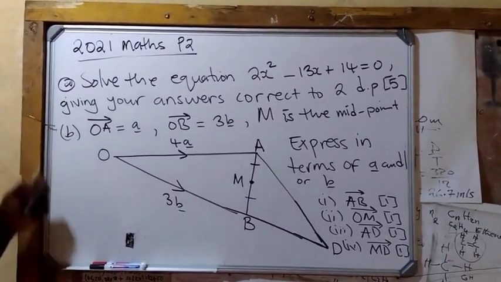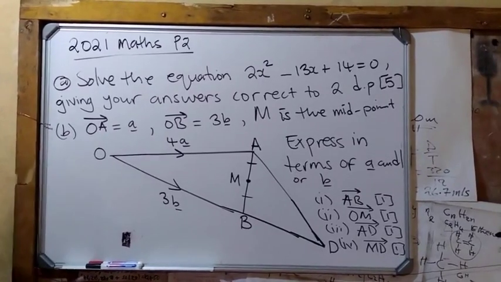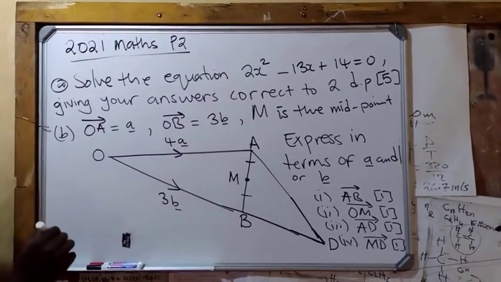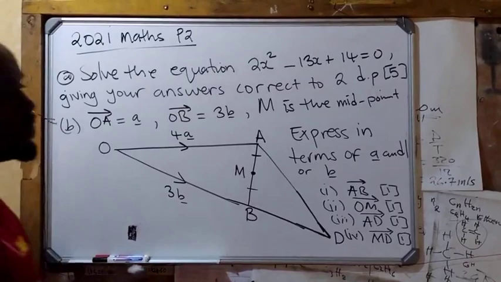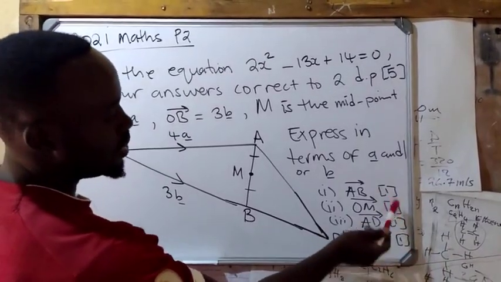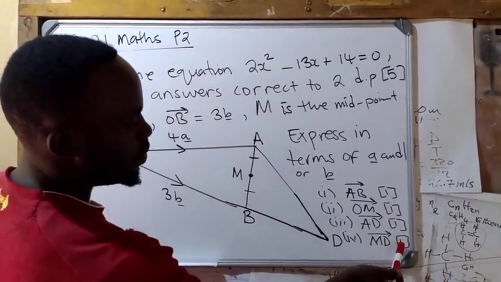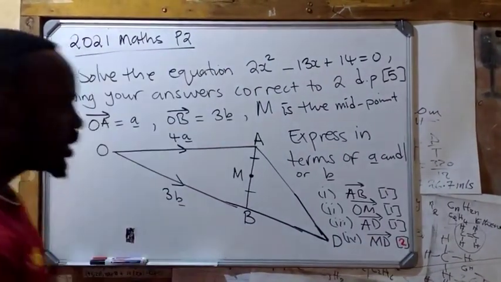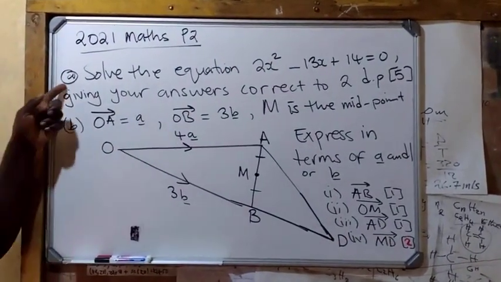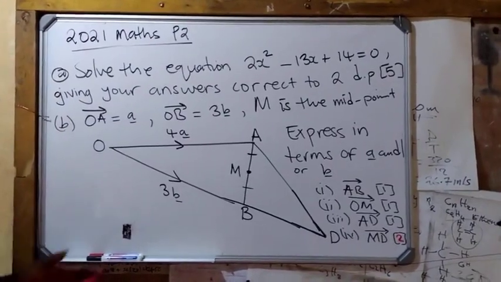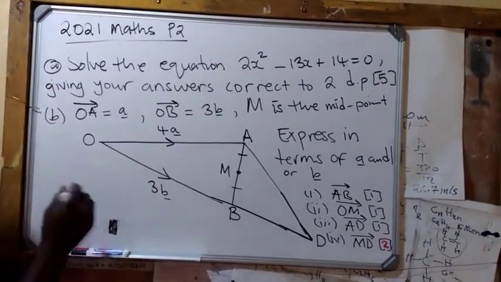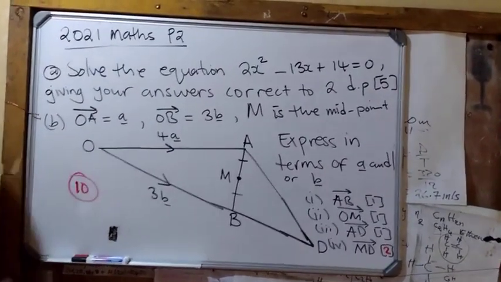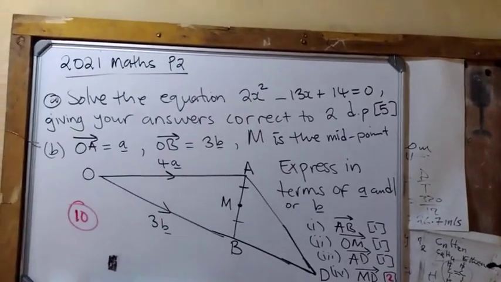So these are our questions, with 5 marks there. Question B is based on vectors, and it was 2 marks. So when you answer question A and question B in an exam, you have accumulated how many marks? 10 marks, and 10 marks is very important in an exam.